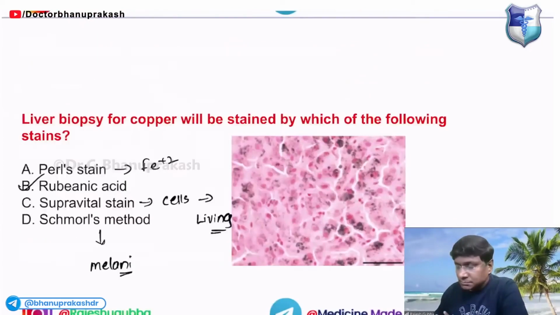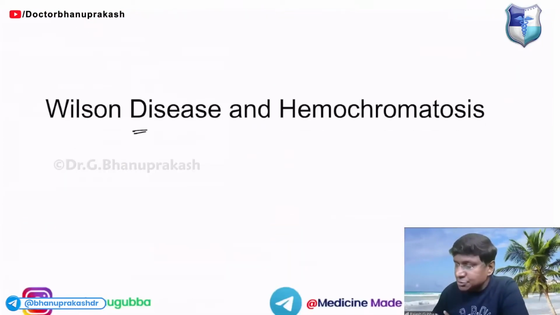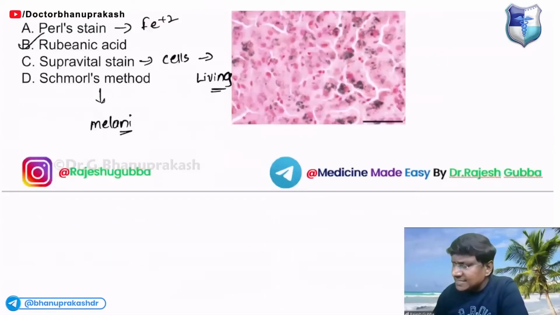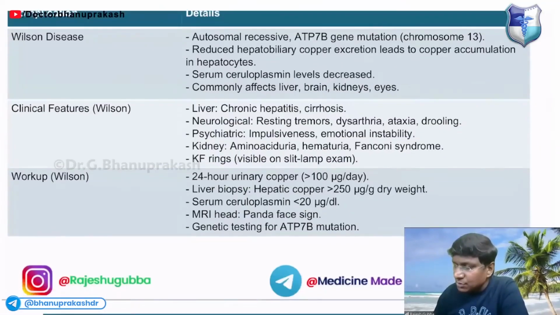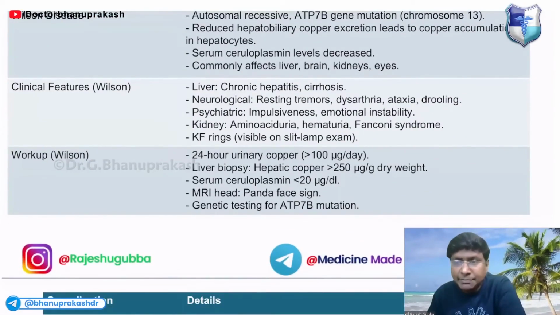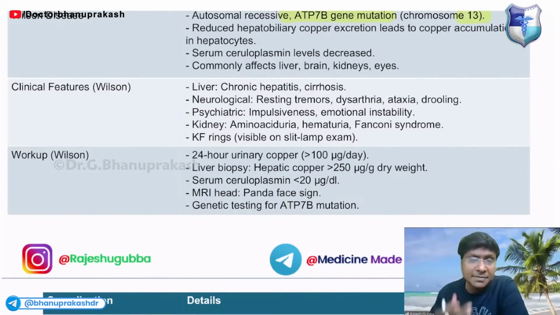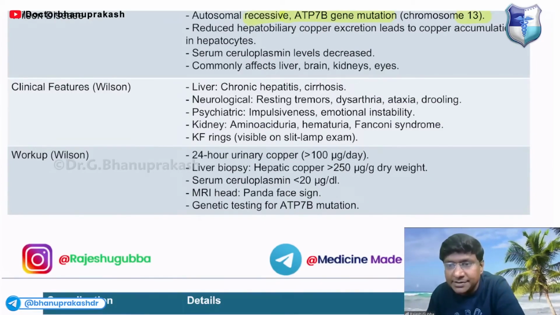Now, let us do the detailed discussion of Wilson's disease as well as hemochromatosis. What is very commonly asked in case of Wilson's? The gene mutation. The gene that is mutated is the ATP7B gene, and it is present on chromosome number 13. It is inherited as the autosomal recessive type of inheritance.